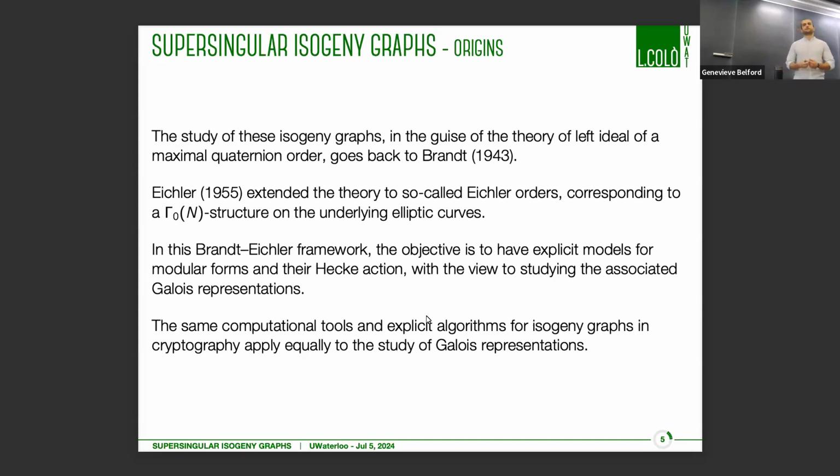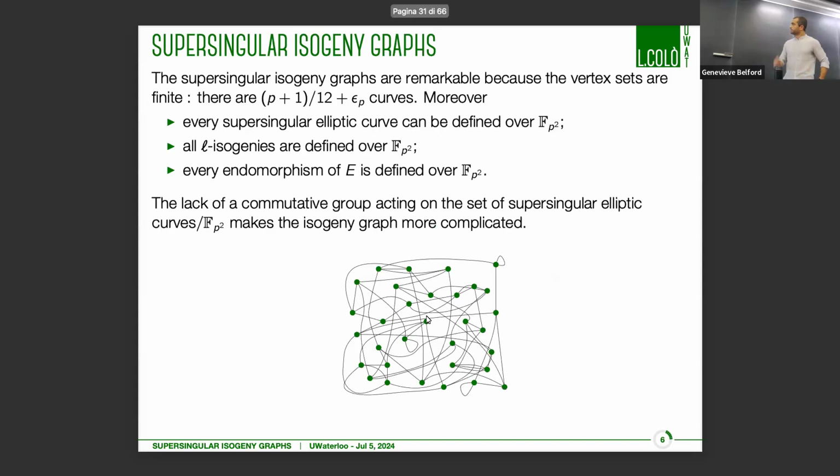They were more interested in constructing modular forms, looking at those objects. But in fact, supersingular isogeny graphs are very interesting objects by themselves. And this is the reason why we like them a lot in cryptography. One of the reasons is that we know exactly how many points we have, roughly p over 12. And even more importantly, everything we need to compute can be done over F_p squared, so over just a quadratic extension of the base field, which is not the case in the ordinary situation.